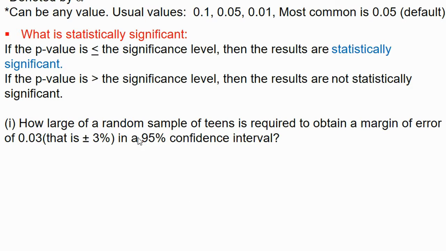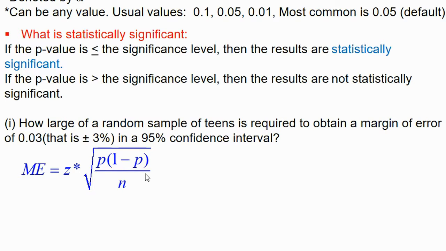And here's how you need to solve these. You need to know the formula for the margin of error. So I wrote it down. You can go ahead and copy it down in your notes. The margin of error for a confidence interval is always margin of error equals Z star times the square root of P times 1 minus P over N. That's the formula for the margin of error.